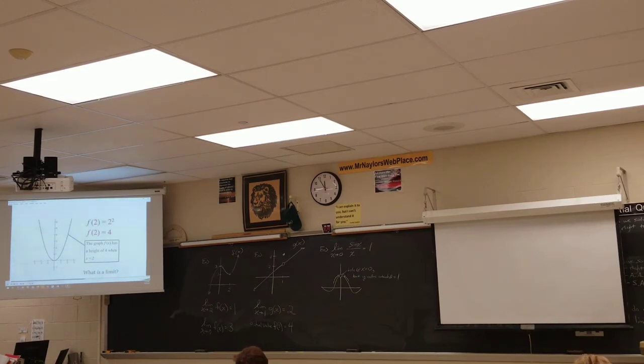Pretty simple. But now I can create my first very basic limit statement, and that is a limit as x approaches 2 of f of x equals 4. This just means that whenever I am getting very close to the x value of 2, my function is getting very close to the height of 4.